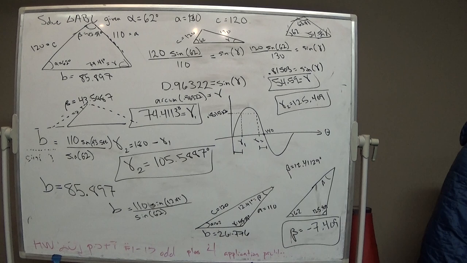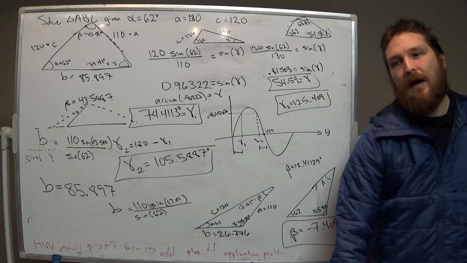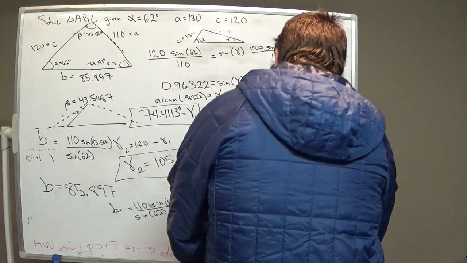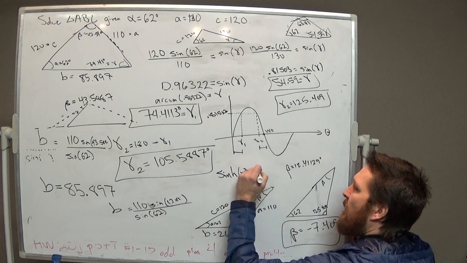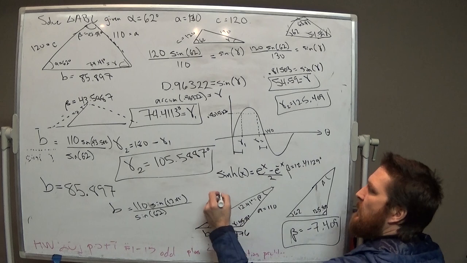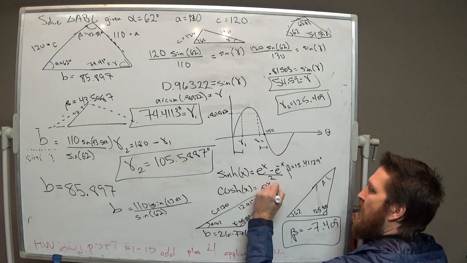What's sinh? Hyperbolic sine. It's called cinch. I'll show you. We were going to talk about this last year. Hyperbolic sine, cinch, is e to the x minus e to the negative x, over 2. Cosh, or hyperbolic cosine, is e to the x plus e to the negative x, over 2.